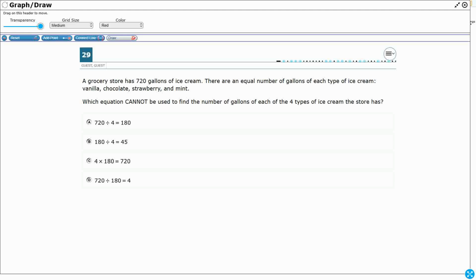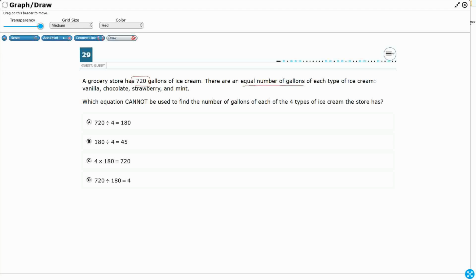All right, so we've got an ice cream store that has 720 gallons of ice cream. We've got an equal number of gallons of each type, so we've got equal shares. Whenever we see anything that tells us we're dealing with equal shares or equal groups, we should be thinking multiplication and division, inverse operations. So we need to find an equation that cannot find the number of gallons of each type of ice cream.